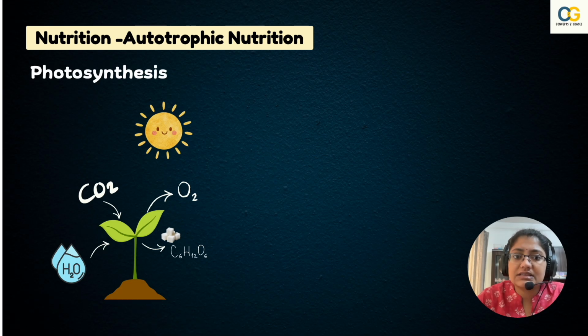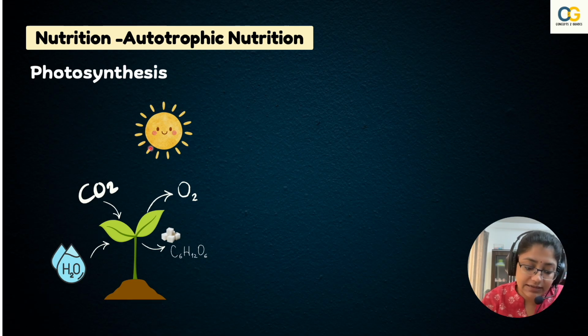Photosynthesis is the process of autotrophic nutrition that plants use. Here, plants are taking carbon dioxide and water from outside into themselves and releasing oxygen and glucose. So what are the reactants in this case? They are carbon dioxide and water. And what are the products? Oxygen and glucose, and some water is also released. This happens only in the presence of sunlight.